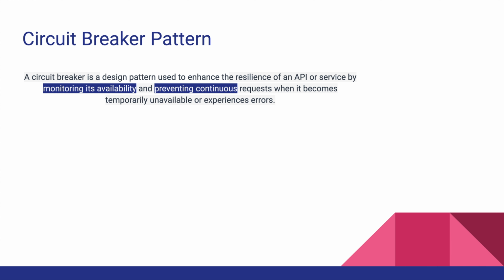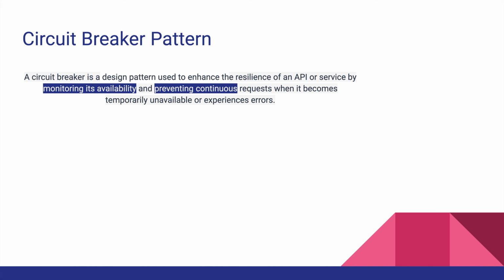So what exactly is a circuit breaker? I'm sure you may have heard about this pattern in the electrical field. In software engineering, the circuit breaker pattern helps us in designing resilient apps. It is used to enhance the resilience of an API or service by monitoring the availability of the dependency and preventing continuous requests when it becomes temporarily unavailable or experiences errors.